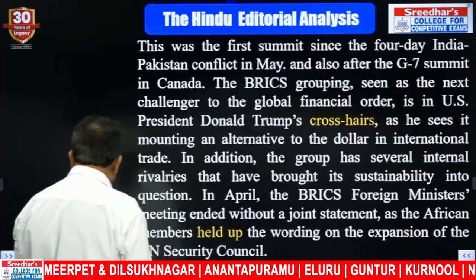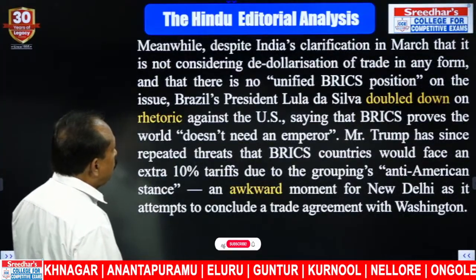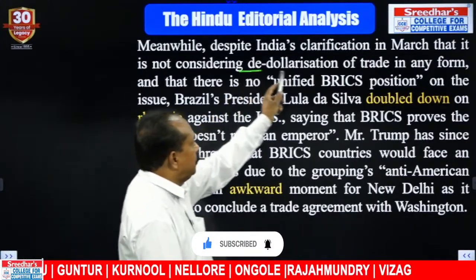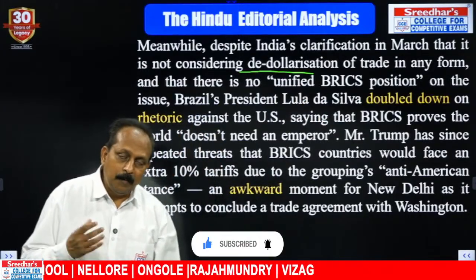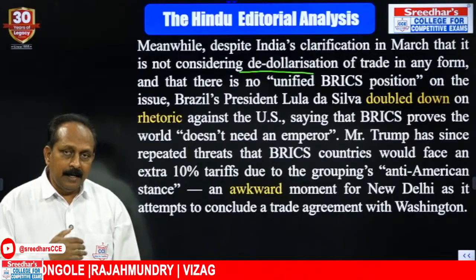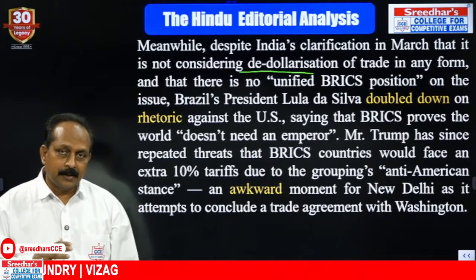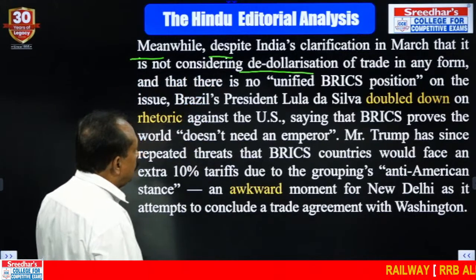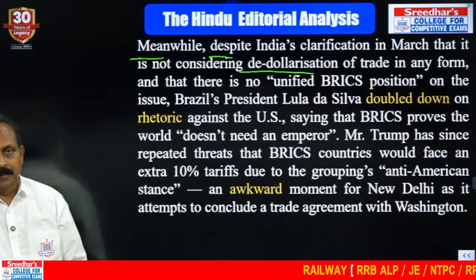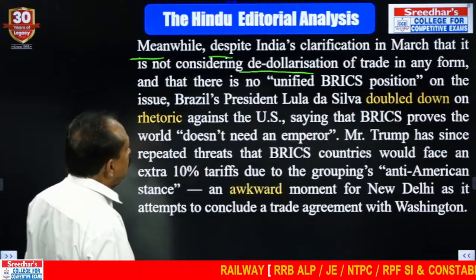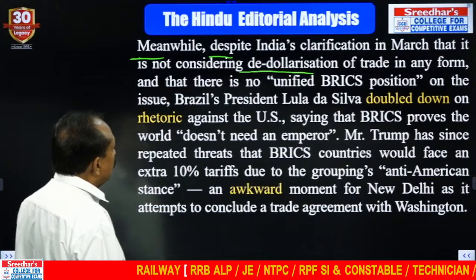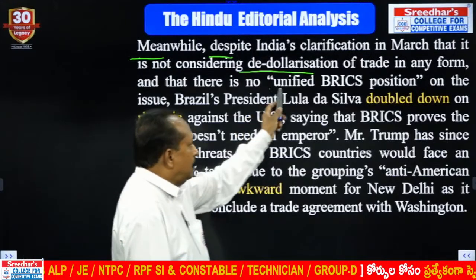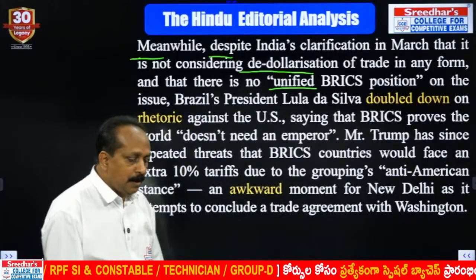What is the second problem the writer has highlighted? Meanwhile, despite India's clarification in March that it is not considering de-dollarization, India is not keen on coming up with an alternative currency for the dollar. It is against de-dollarization. It made its stand crystal clear in the month of March. Meanwhile, though India has made its stand clear, the Brazilian president has given a statement against the US. Despite India's clarification in March that it is not considering de-dollarization of trade in any form and that there is no unified BRICS position. If you take BRICS members, there is no unified position regarding the currency.